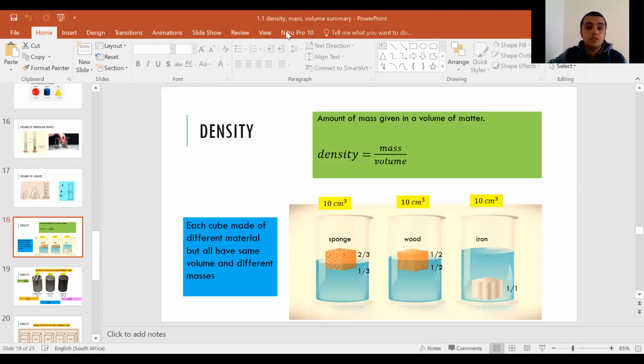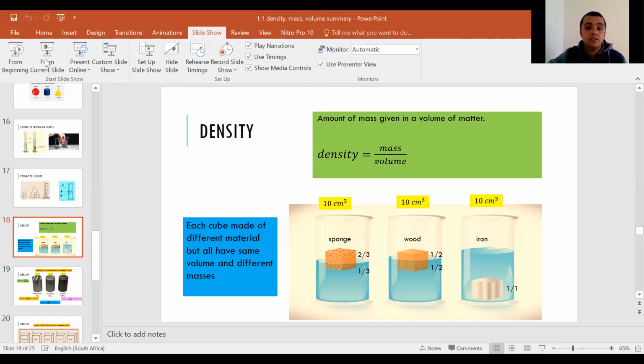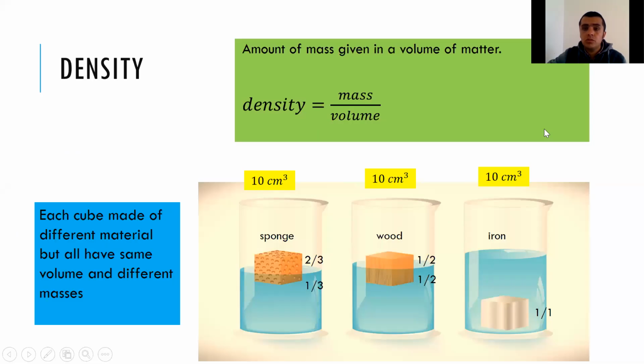And then talk about the difference between the densities of different substances. So we will not only talk about solids, we can also talk about liquids. Let's see what happens. When you look at this slide, it's on Google Classroom, you can easily use these slides.